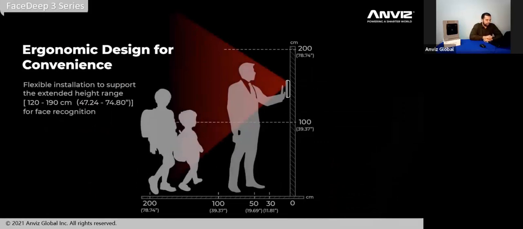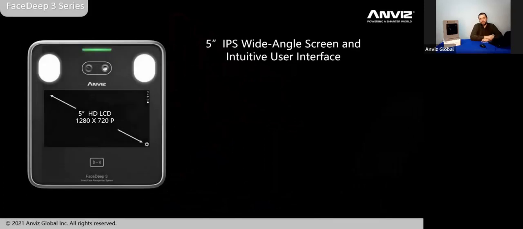Ergonomic design for convenience. We suggest the installation at 1.2 to 1.9 meters, which is around 47 to 74 inches from the floor. In this range, the device has a very good angle for recognition. People who are shorter can move a little farther to get the face read by the device, and those who are taller can get a little nearer to make the reading correctly. So the angle provides a very good adaptation depending on the field where the device is going to be installed.